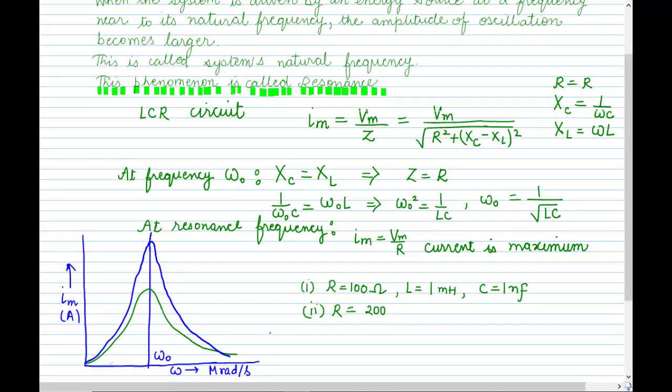So the amplitude of current is almost twice that of case 1. This is how we can show the resonance. Now we know the condition of resonance, and so let us study the applications of resonance.